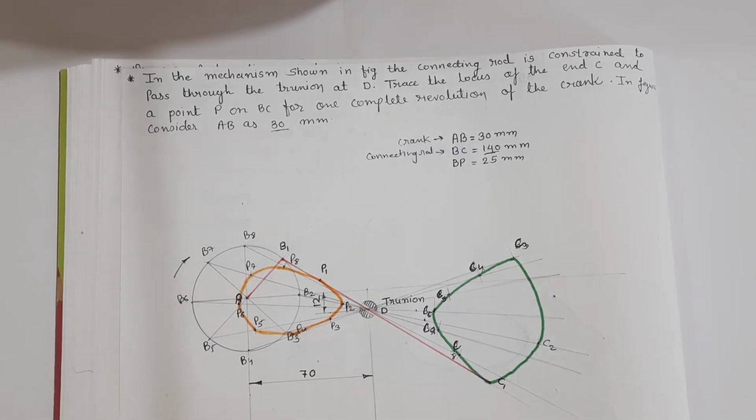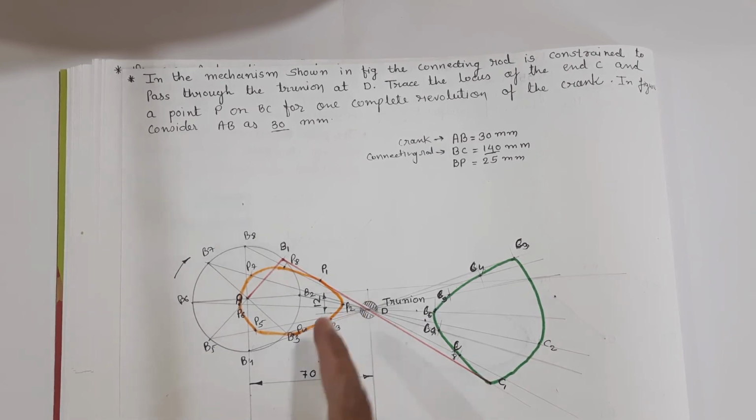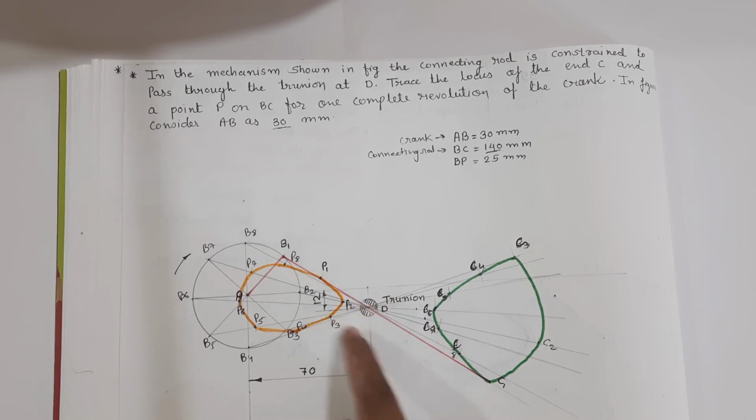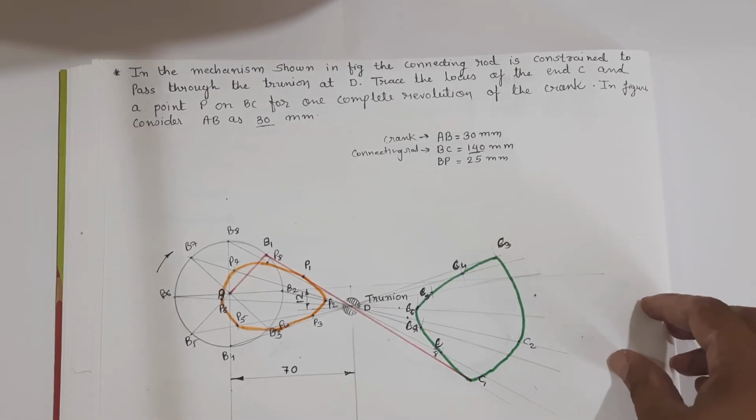So these are the example of slider crank mechanism, and this is the next. This is the example of the trunnion mechanism. So this is the trunnion over here. So this is it for today.